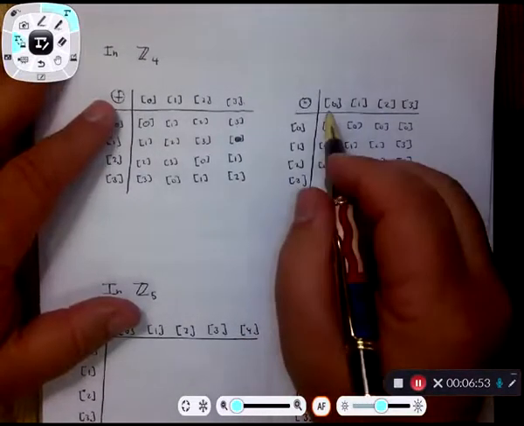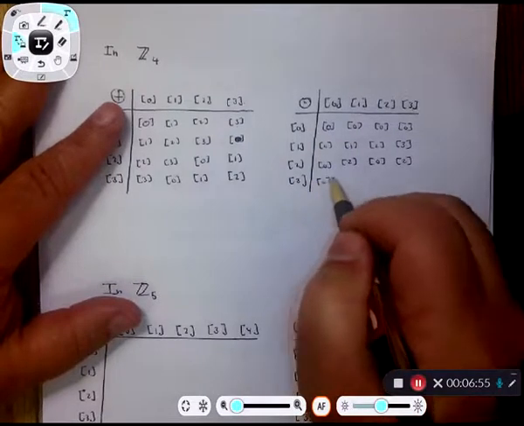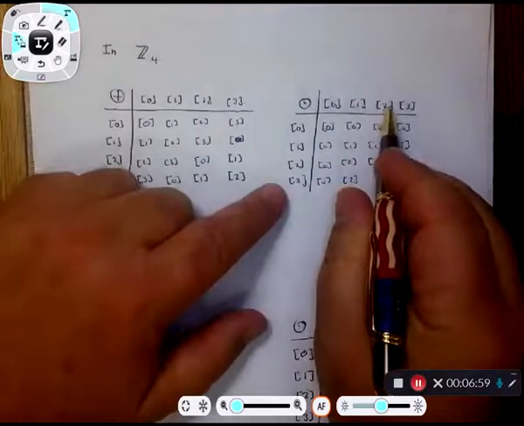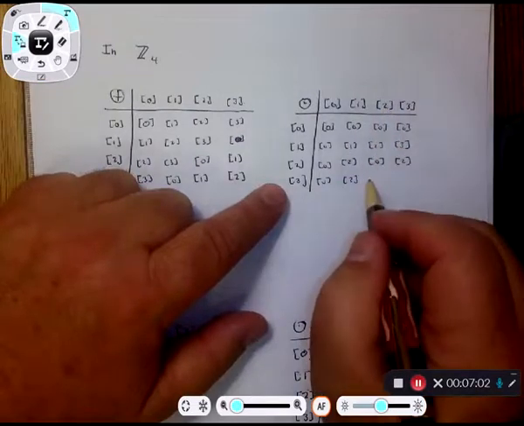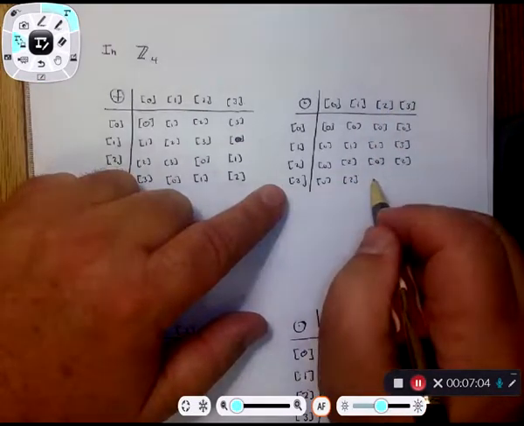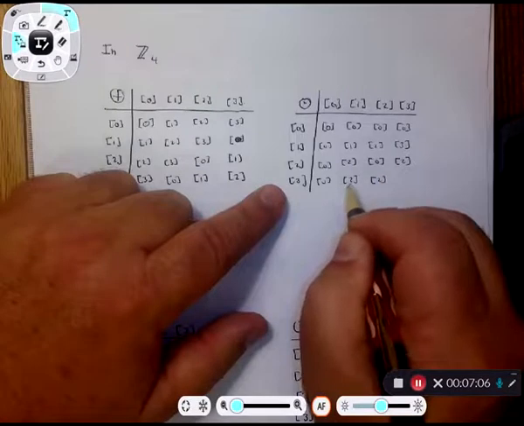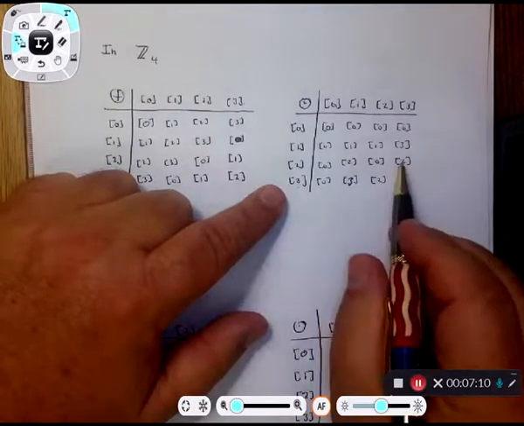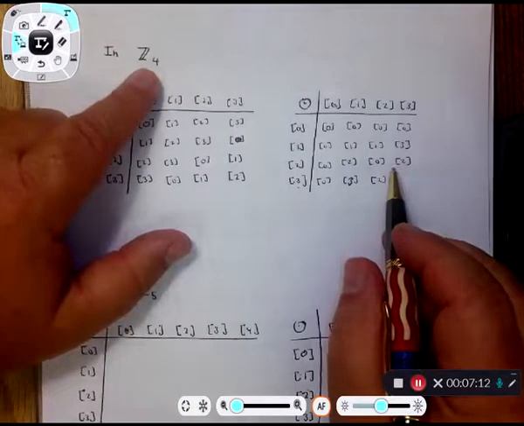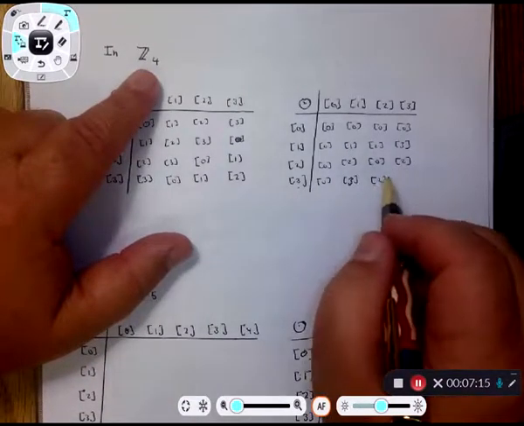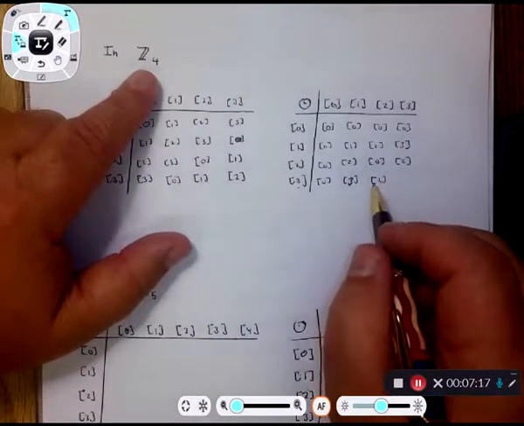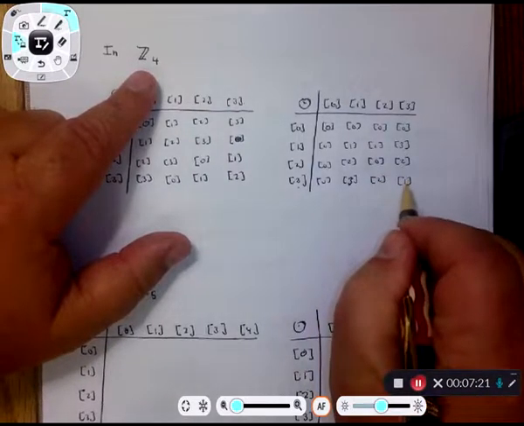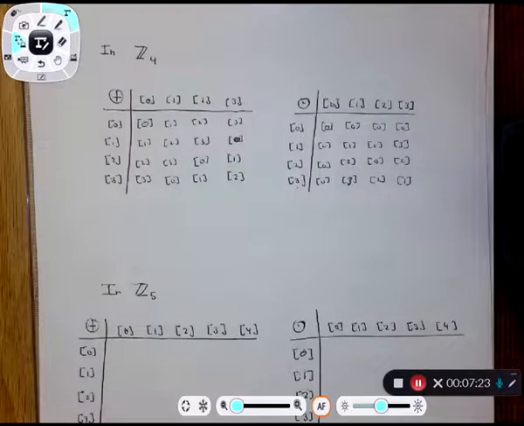So 3 times 0 is 0. 3 times 1 is 3. 3 times 2 is 6. But 6 in Z4 would be 2. And then, last but not least, 3 times 3 is 9. But in Z4, you keep subtracting all multiples of 4. 9 minus 4 is 5. 5 minus 4 is 1. And there's your multiplication table.